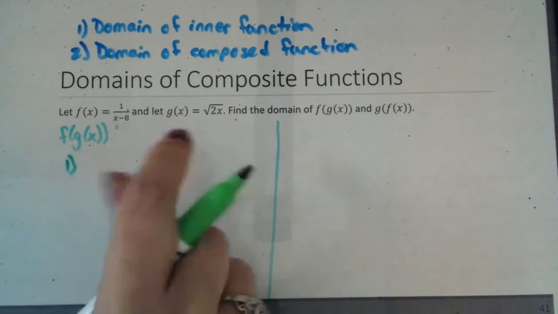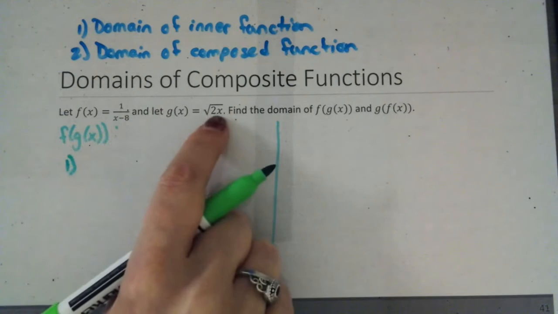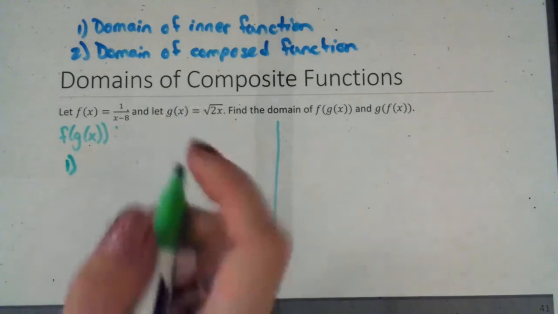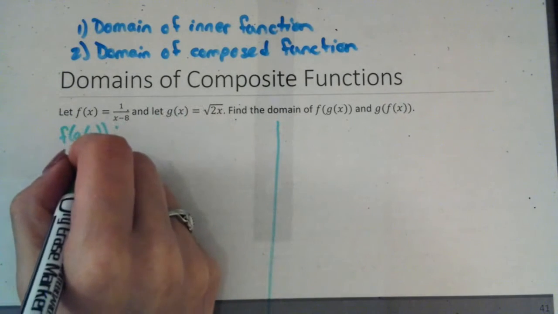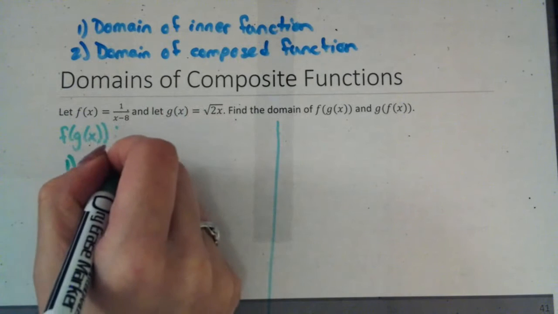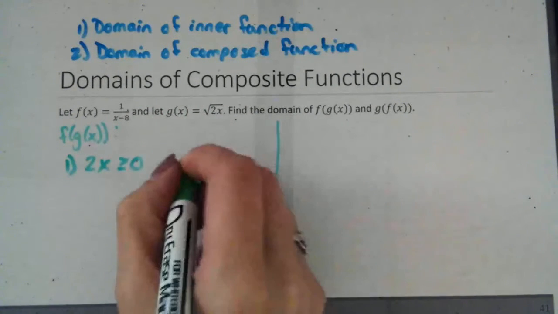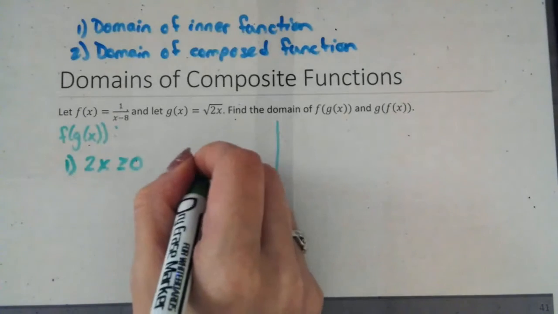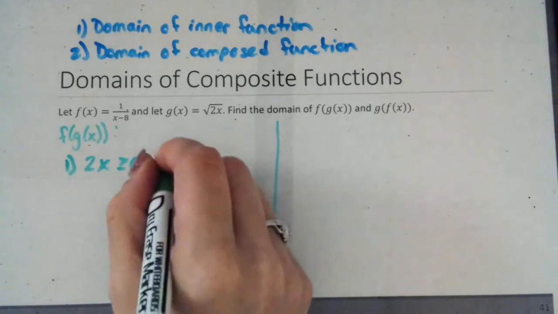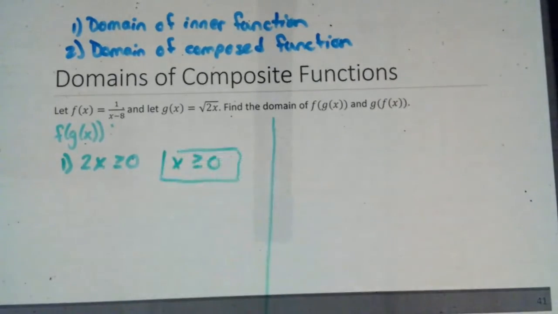So starting with the domain of the inner function, my g of x, I need to make sure that the thing under the radical is greater than or equal to 0. So I need 2x to be greater than or equal to 0. And if I divide both sides by 2, I get that x has to be greater than or equal to 0. That's my restriction for the inner function.